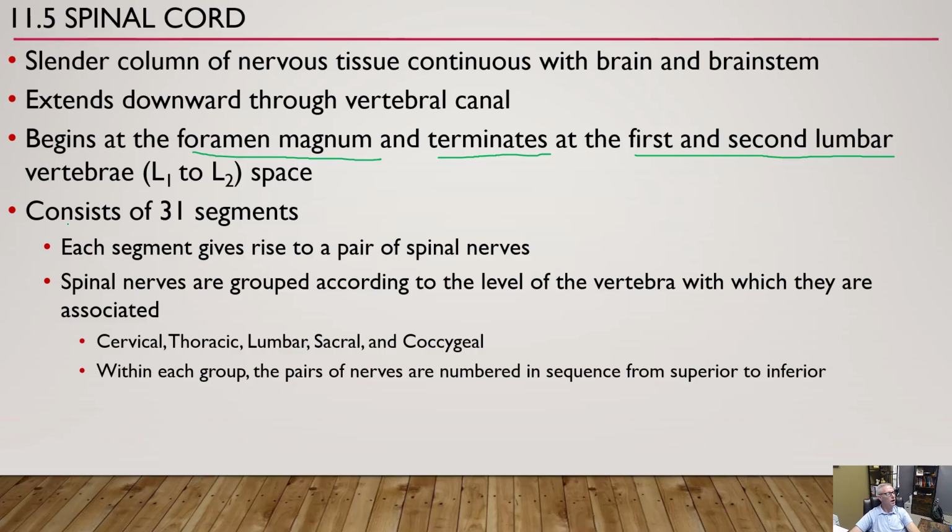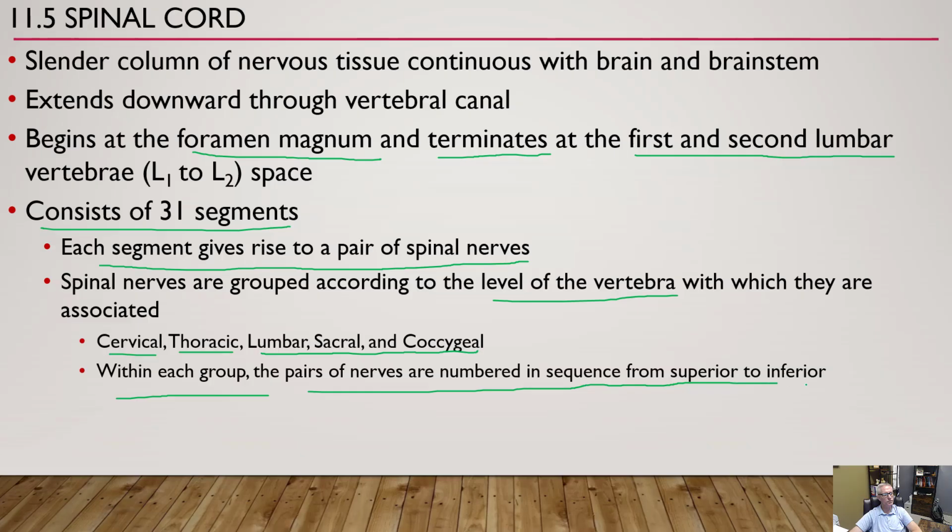We have 31 segments of the spinal cord, and each segment gives rise to a pair of spinal nerves. Those spinal nerves are grouped according to the level of the vertebrae with which they are associated. So we know we have cervical, thoracic, lumbar, sacral, and coccygeal vertebrae. And it says within each group, the pairs of nerves are numbered in sequence from superior to inferior.